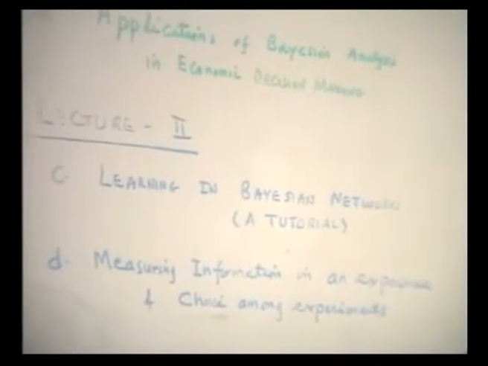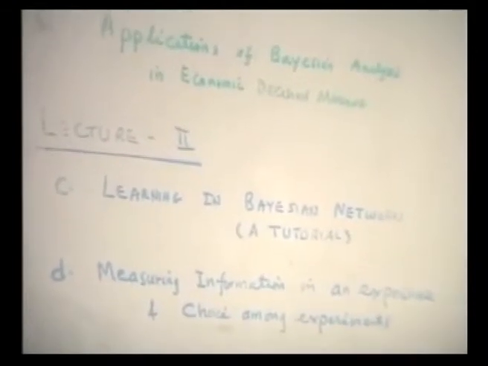So I'll just give a tutorial on that basically day after tomorrow, and then talk about something Professor DeGroote and I have worked together quite a bit on: measuring information in an experiment, and how do you choose between experiments. Okay, that's something the last topic will be there, but this will be a tutorial on Bayesian networks.